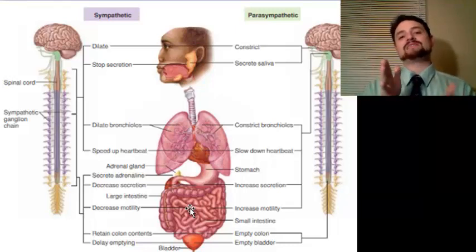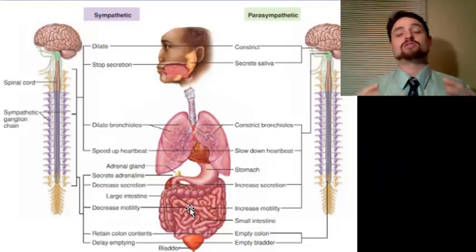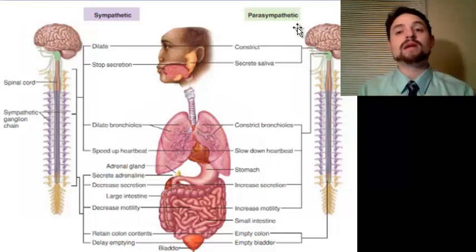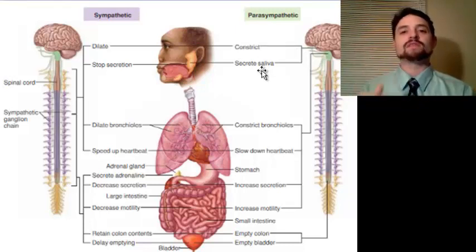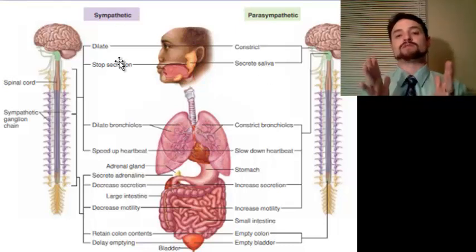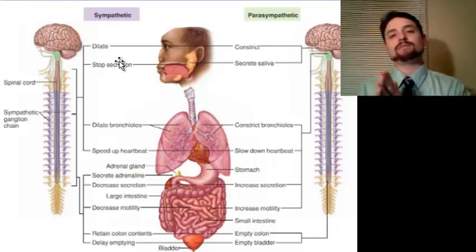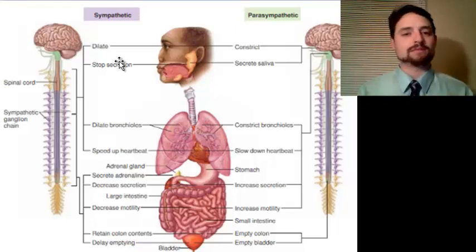And then as this is dealt with and that fight or flight response is done and the body needs to go back to normal, then you go to the parasympathetic, and in the parasympathetic, you'll get the constriction of the eyes, the secretion of the saliva, kind of resetting of everything back to its normal levels. So the sympathetic deals with that fight or flight response, let's react. Parasympathetic says, okay, let's calm back down, let's get back down to normal.